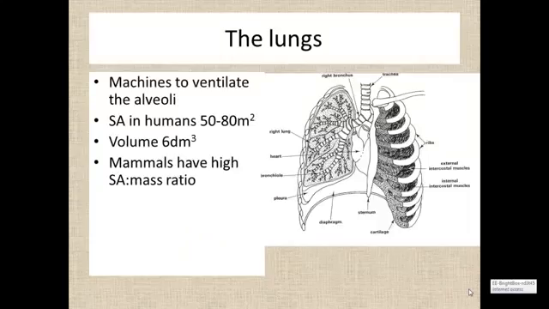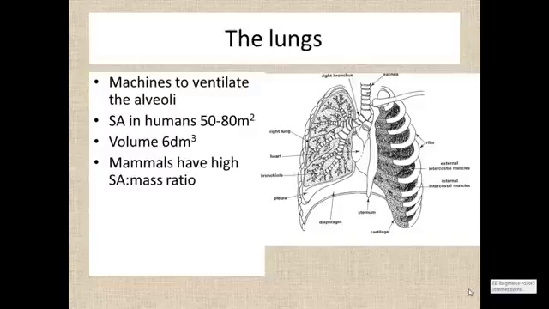This is the human respiratory system, and in it are, of course, the lungs. Now, the respiratory system is a big machine to ventilate the alveoli. We've got the lungs themselves, we've got the diaphragm, the ribs, the intercostal muscles, all these things. They're really just part of a big machine to ventilate the alveoli.